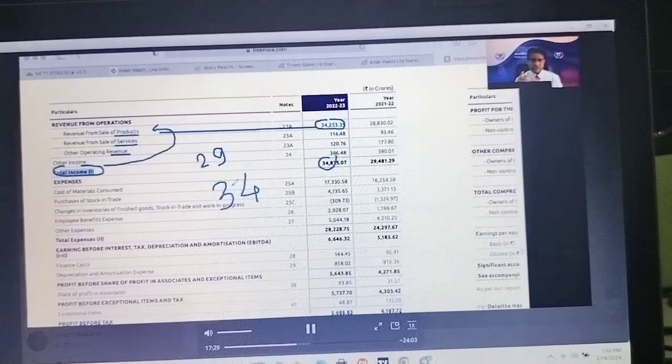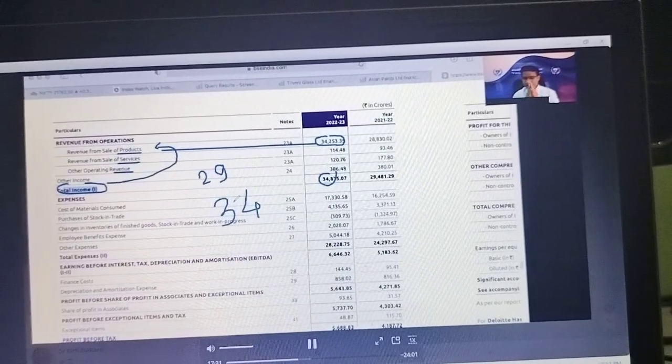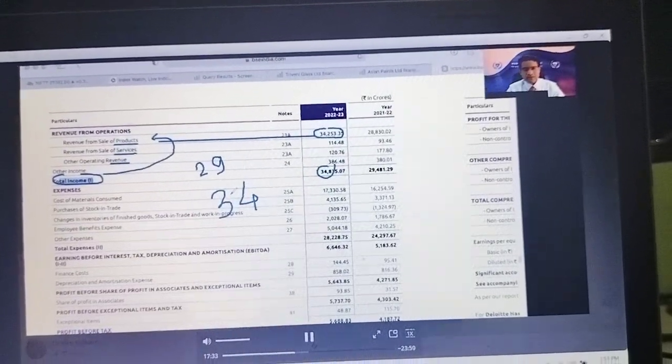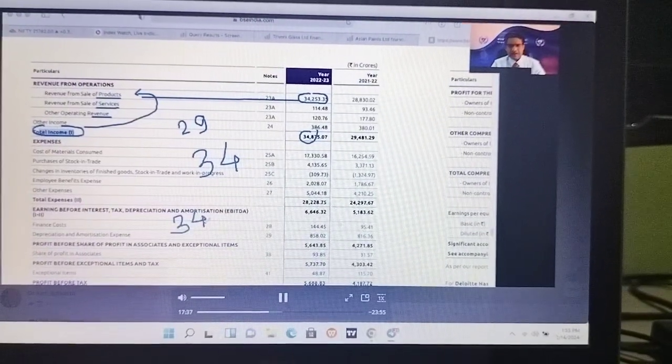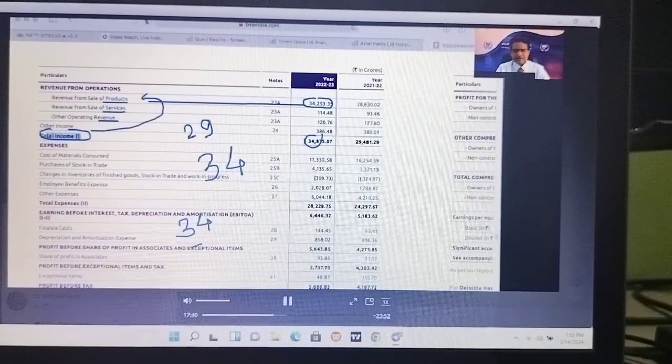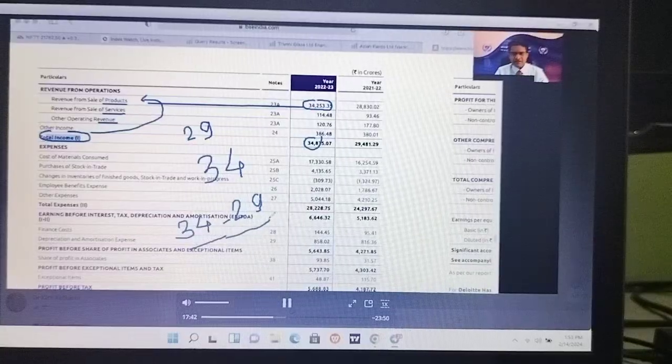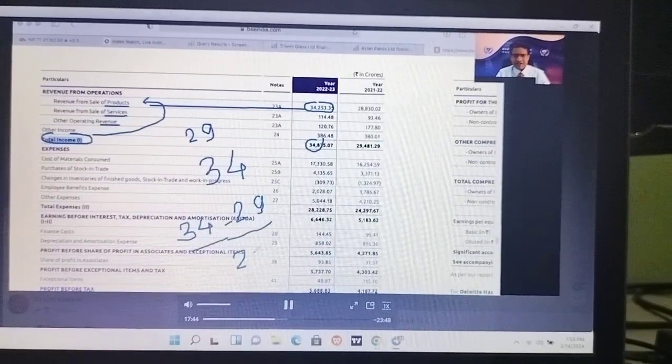Finding out the sales growth rate. Sales growth means top line growth, and post the answer. How to do it? It's simple. What is the current value? It is 34, right? What is the first value? It is 29, right? First value is 29.